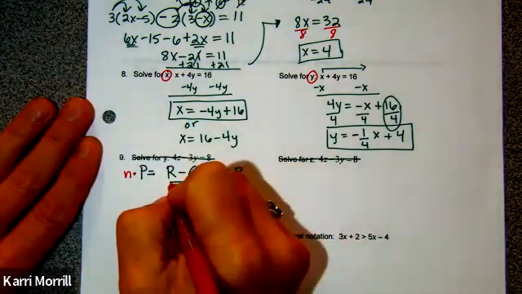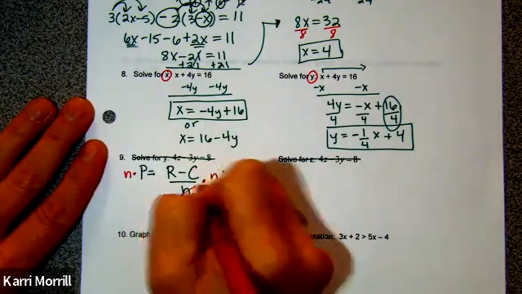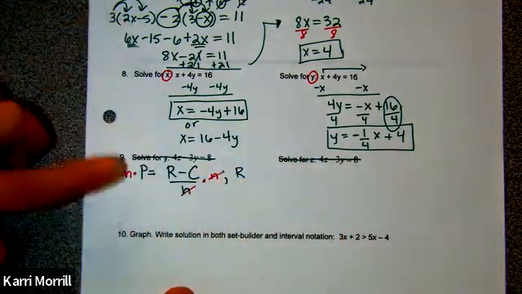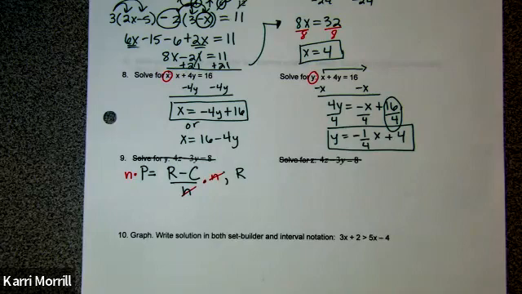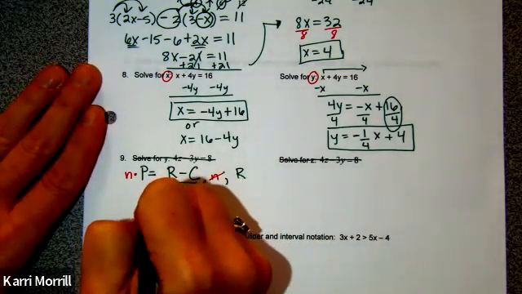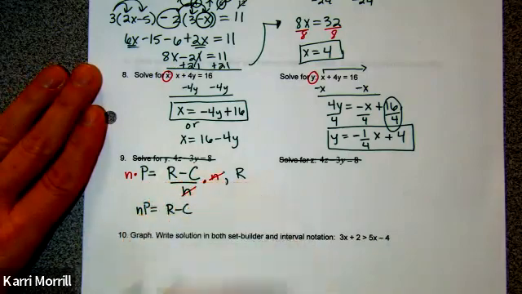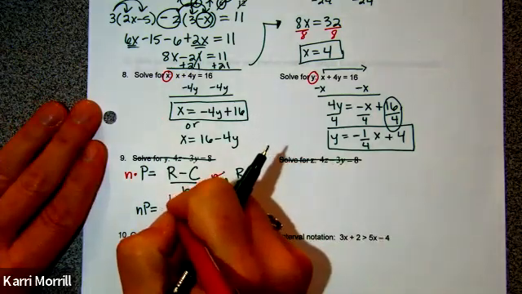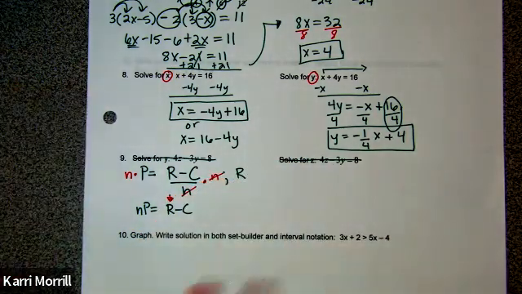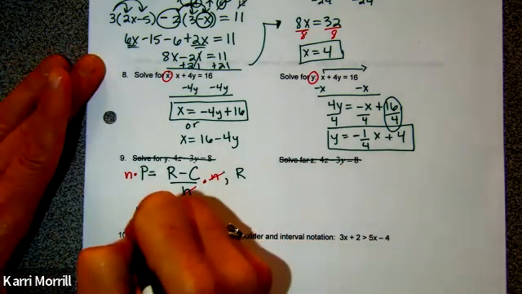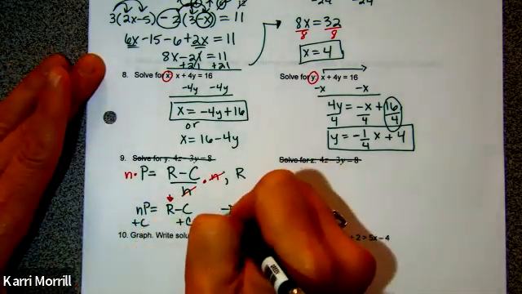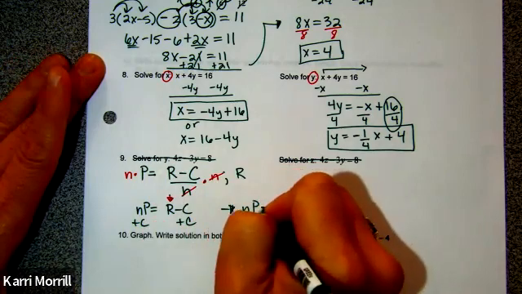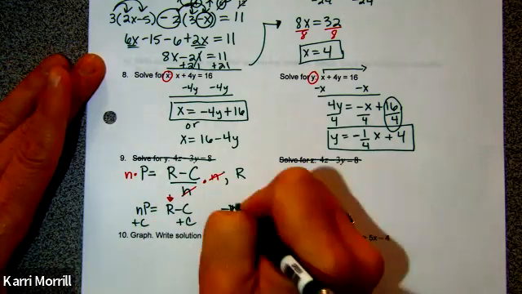Because if that's like a fraction, it's like divided by N, just like up here, we want to get rid of the fraction, even though it's a letter. We want to do that first. So I have NP equals R minus C. So this is what we're trying to get by itself. What do I do to get it by itself? Let's add C. So I'm going to write it right here, NP plus C equals R.